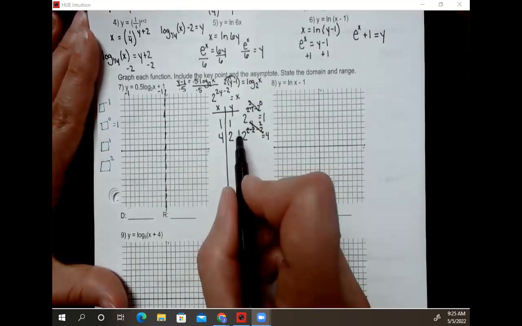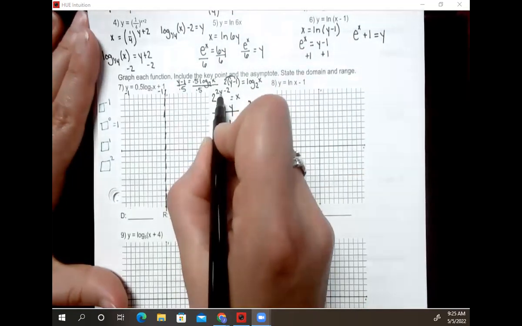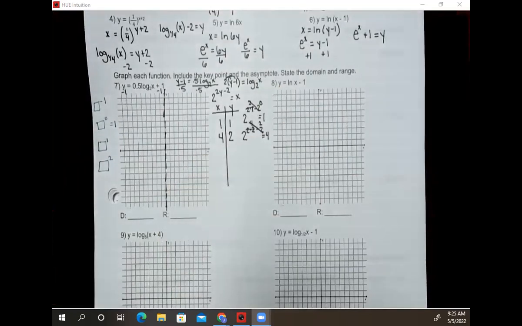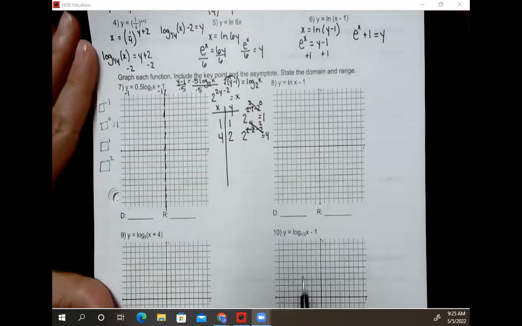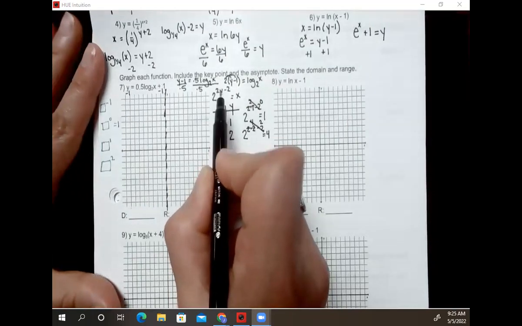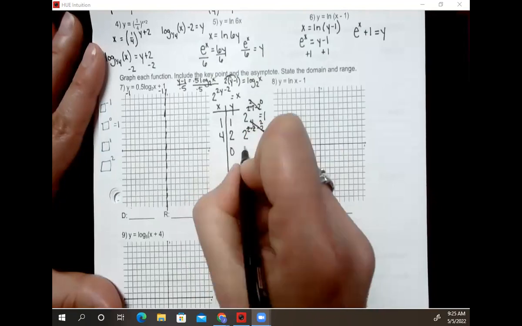Let's see. Could I plug in 3? 2 times 3 is 6. 6 minus 2. 2 to the 4th would be a little off my graph. So maybe I'm going to try and go back the other way. You said 0 is maybe not what I want, or maybe not the easiest, but let's give it a try.